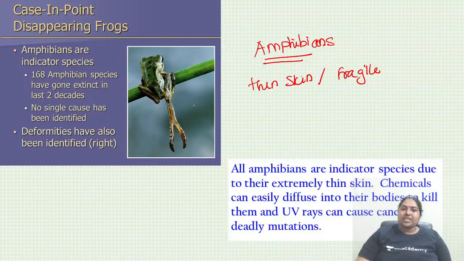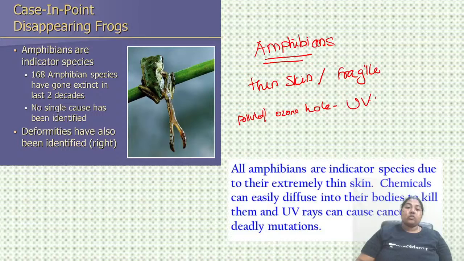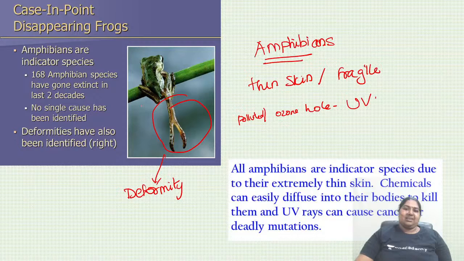So, if the area is polluted or there is an ozone hole, what will happen? UV will penetrate through that hole, and that is going to fall on these amphibians. Can you see the deformity here? What happened to this poor frog? It is getting deformed, isn't it? It has an extra limb. Just seeing it, it is a deformity. It is very scary. Why did this happen? Because maybe there is an ozone hole, right? So UV has passed through, and that is creating such mutation, this deadly thing.